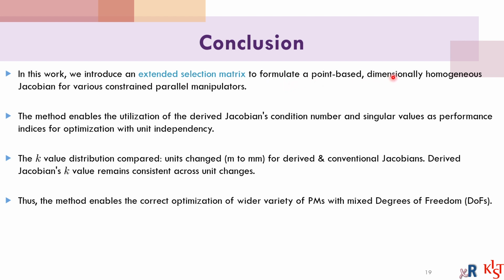In this work, we introduce the extended selection matrix to formulate point-based dimensionally homogeneous Jacobians for various constrained parallel manipulators, and the method enables the utilization of the derived Jacobian condition number and singular values as performance indexes for optimization with unit independency. We checked the condition number distribution by changing the units from meter to millimeter, and for the derived and conventional Jacobians, the derived Jacobian's condition number remains consistent across the unit changes. Therefore, the method enables the correct optimization of a wider variety of parallel manipulators with mixed degrees of freedom.